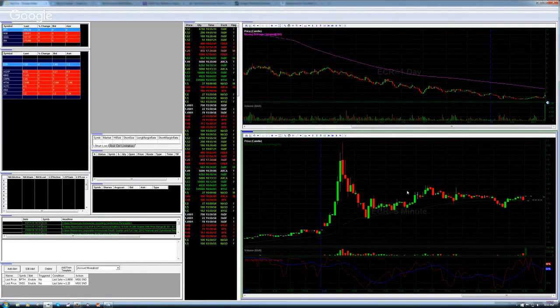What's not a parabolic move is this over here. Green, green, green, green, green. Yeah, it's 5 green candles in a row, but it's not parabolic. So my scanner looks for anything that shows me 5 green candles in a row. And then I filter through them manually to find the ones that I like.